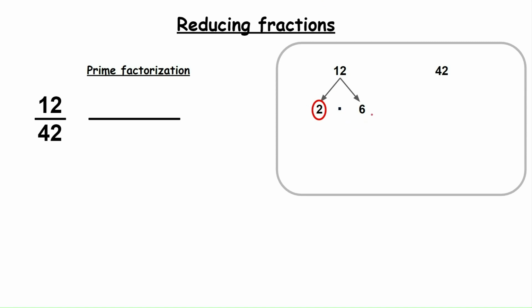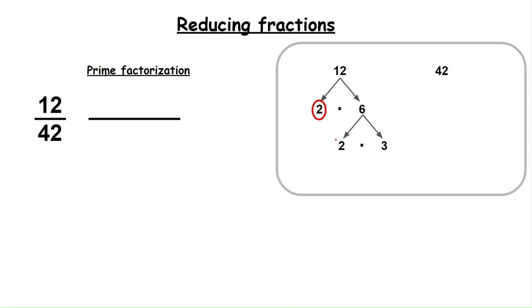Now 6 has more than 2 factors. It can be divided by 6, by 1, by 2, and by 3. So we're not quite done here yet. So let's create branches for the number 6. So two numbers that can be multiplied together to equal 6 are 2 and 3.